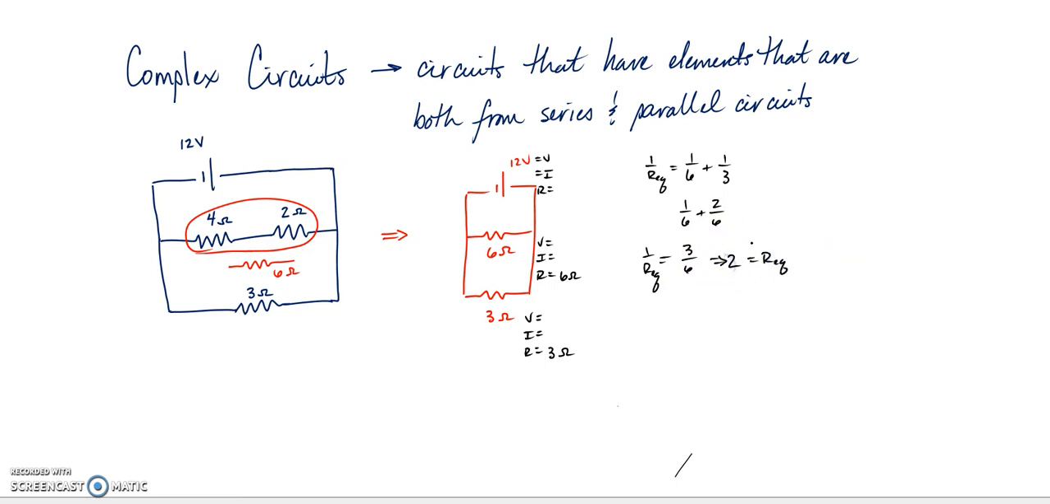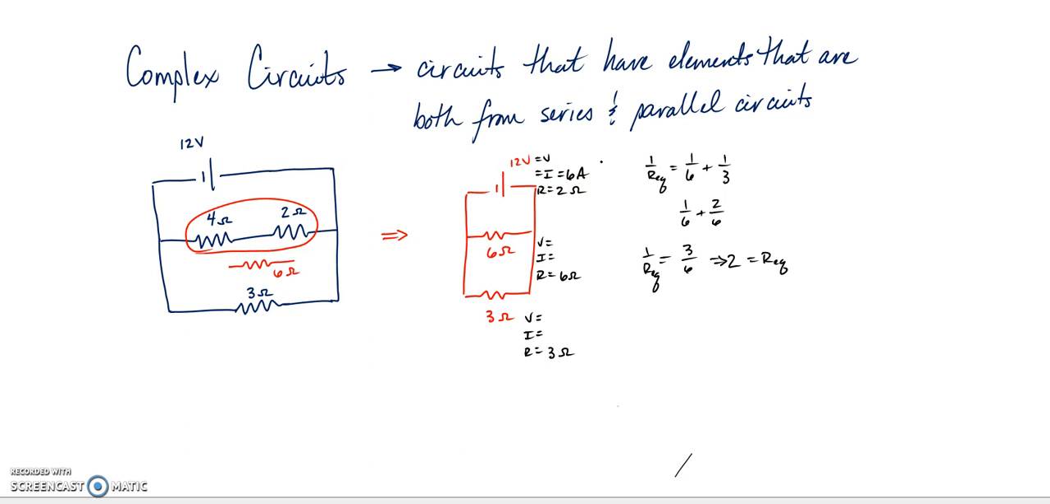Probably shouldn't be an equal sign there. There we go. So the equivalent resistance of the whole circuit is 2 ohms. And remember, the equivalent resistance is always less than either of the individual resistances when you have things in parallel, so it makes sense. Now I've got a voltage of 12 and a resistance of 2, so I can solve for the current because V equals IR. So I has to be 6 amps.